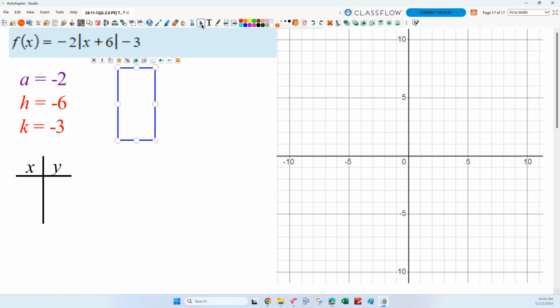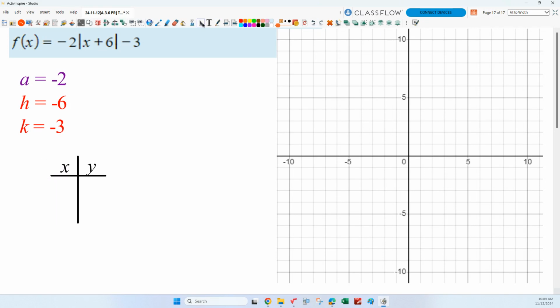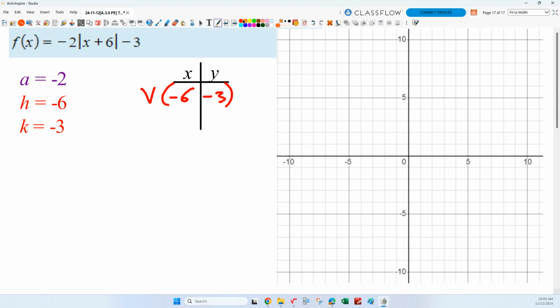There you go. So we already know our vertex. Let's give ourselves a little more room and put that up here. So we already know that our vertex has coordinates -6, -3. So -6, -3 is right there. We need one other point. What would be a good value to pick for x? -5. Why not -5? Okay.